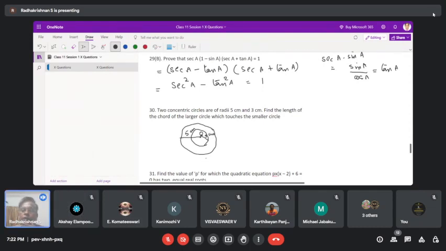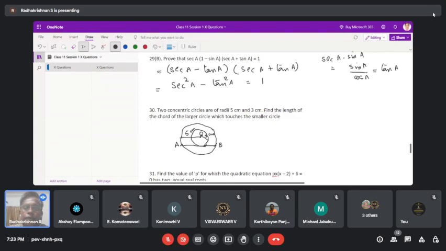Now what is asked? Find the length of the chord of the larger circle which touches the smaller circle. So it should be touching the smaller circle, and you draw a chord like this. In these problems, first of all, you should draw a good diagram. My diagram is poor, so you should actually use a compass and draw a good diagram. Then the solution will become obvious. Now find the length of the chord. So this is your chord, let us say AB.